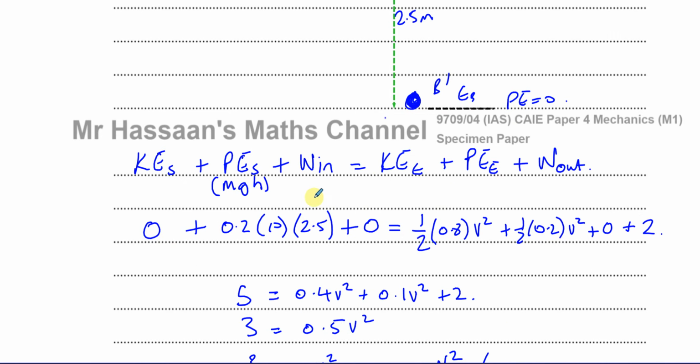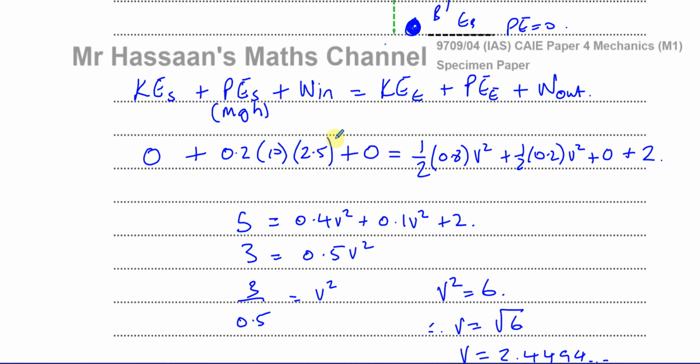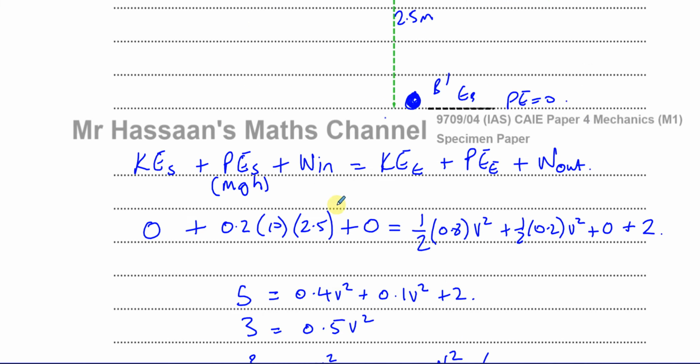So work in is the work that went into the system, if there was a driving force, something being pushed along. And the work out is always to do with the work that came out of the system, things like resistance and frictional forces, which reduce the energy in the system. So work in increases the energy in the system, work out decreases the energy in the system, and that's how we dealt with this question.